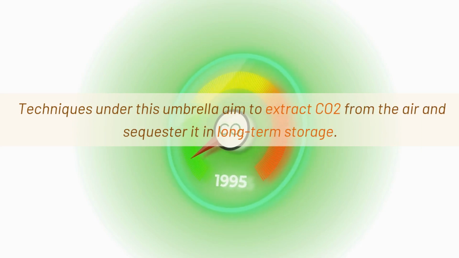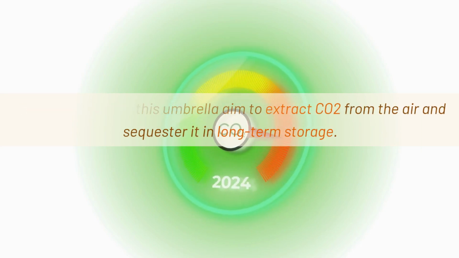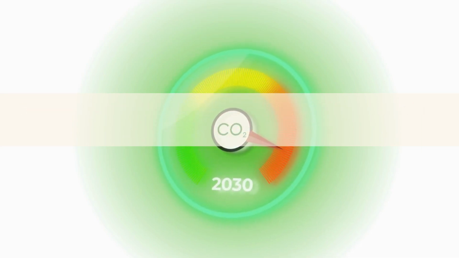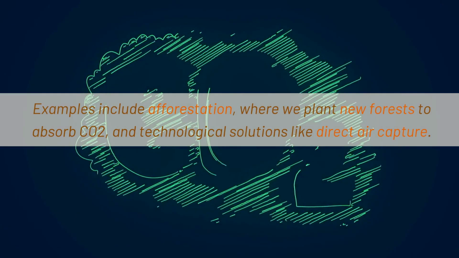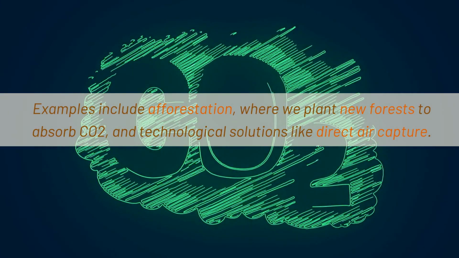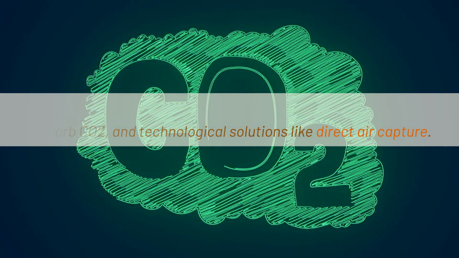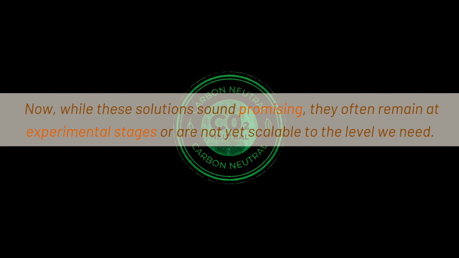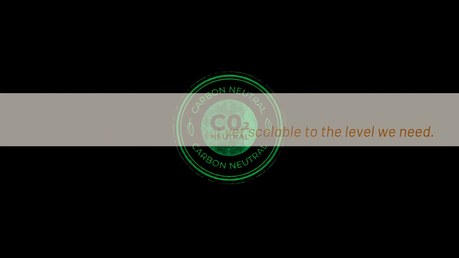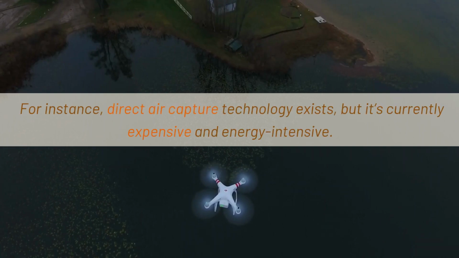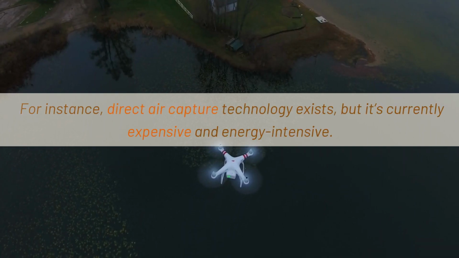Techniques under this umbrella aim to extract CO2 from the air and sequester it in long-term storage. Examples include afforestation, where we plant new forests to absorb CO2, and technological solutions like direct air capture. Now, while these solutions sound promising, they often remain at experimental stages or are not yet scalable to the level we need. For instance, direct air capture technology exists, but it's currently expensive and energy-intensive.